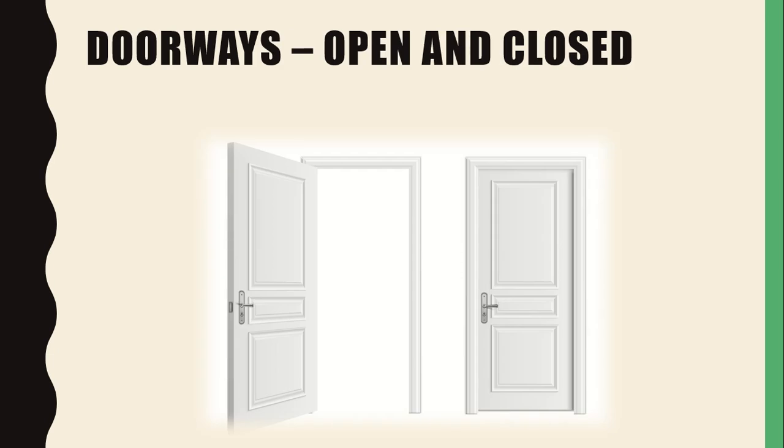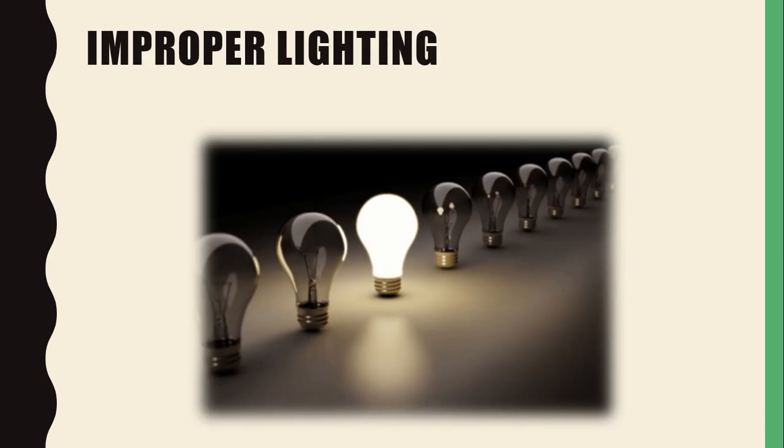Doorways, open and closed. Doorways are a common area for collisions and falls. Be aware as you are exiting a room into a hallway and approaching a blind corner or coming into an intersection, and communicate. Let people know if you're coming in or out or coming around a corner.